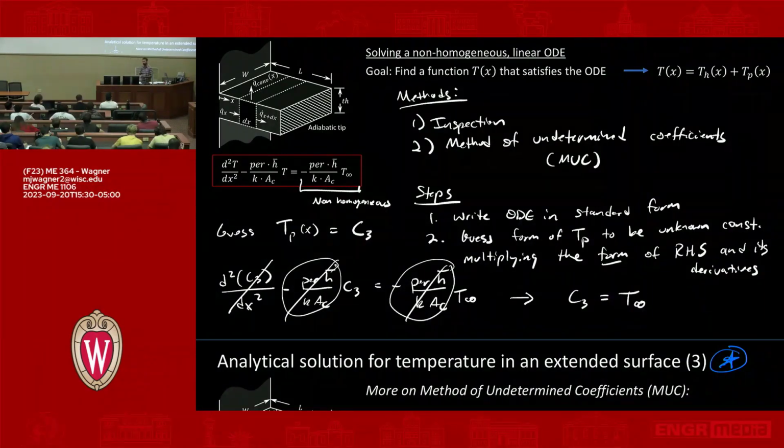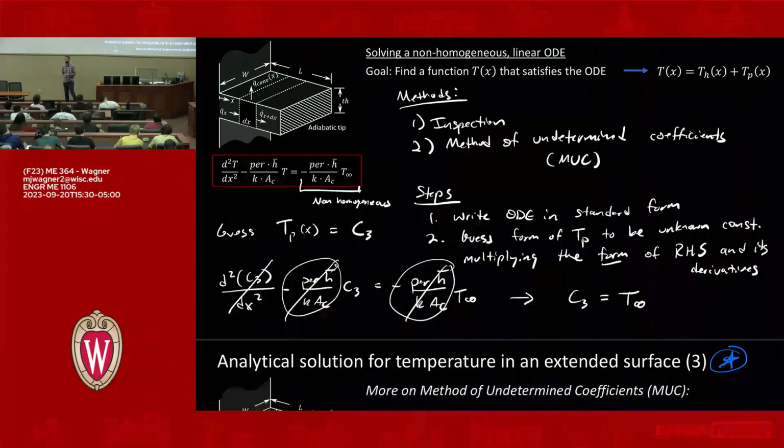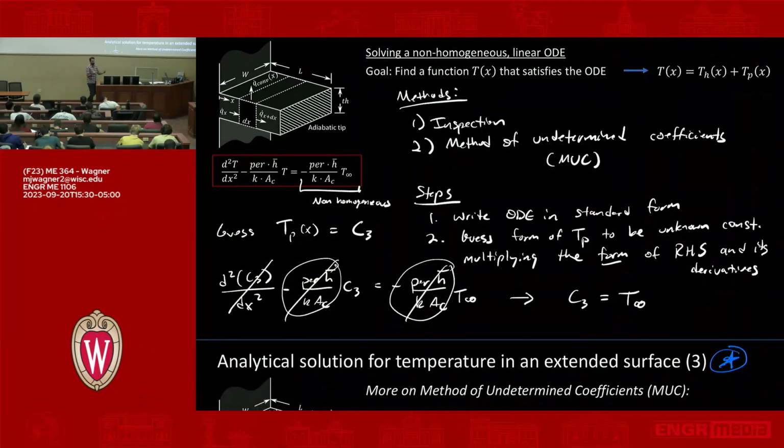So my particular solution for this problem, by inspection, or this method of undetermined coefficients, I've determined that the particular solution is t infinity. So that's saying my function could be t infinity, it satisfies the ODE. But that's not the whole story, right? It's uninteresting if we just say that the temperature profile is constant through the entire fin. Like that doesn't help us. It's not the real solution.